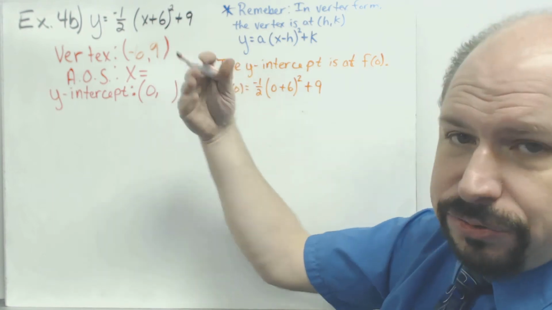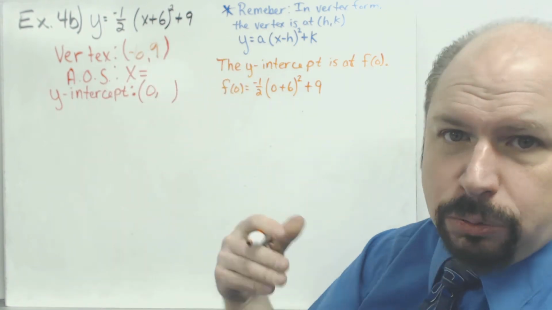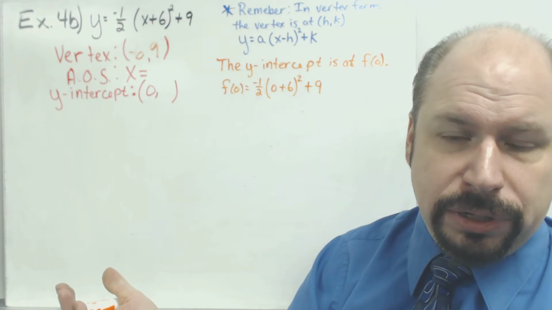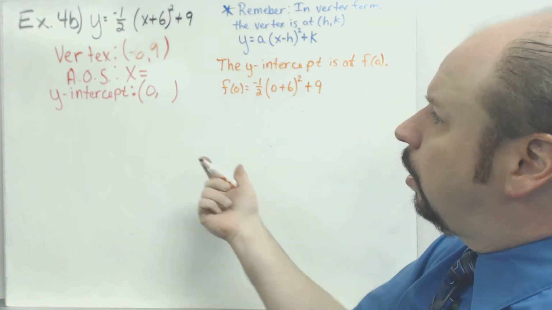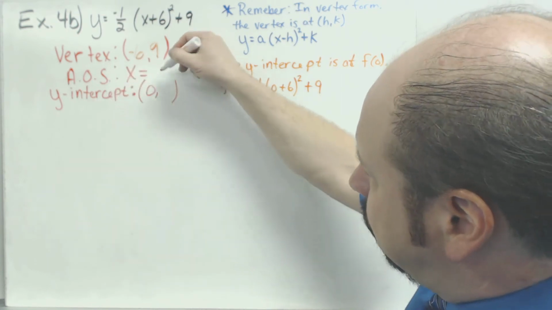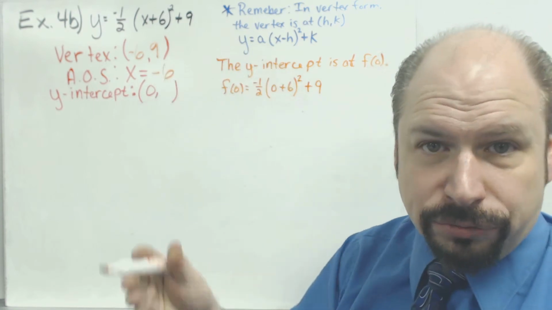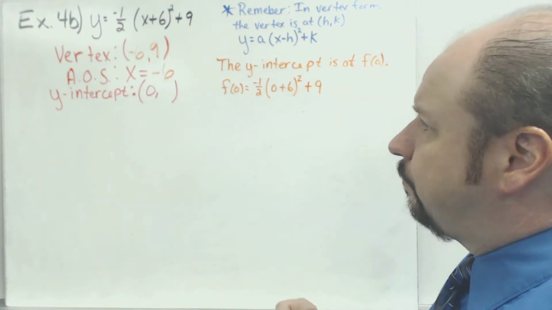So if it's in vertex form, that's nice. Okay, our axis of symmetry, we'll remember our axis of symmetry is simply whatever the x value is of our vertex. So x equals negative 6 is where our axis of symmetry is. That's the vertical line at negative 6.